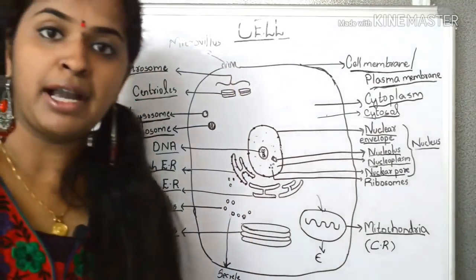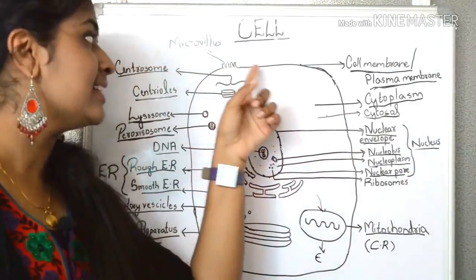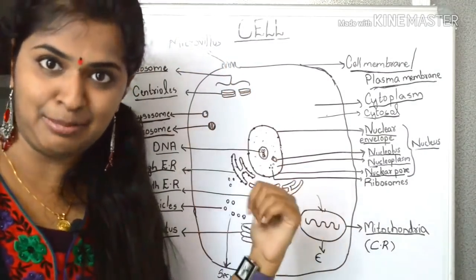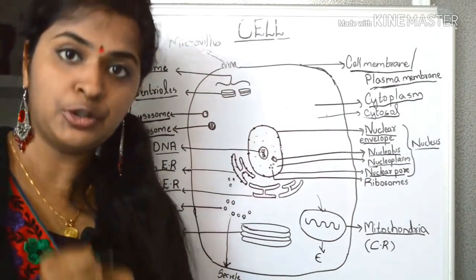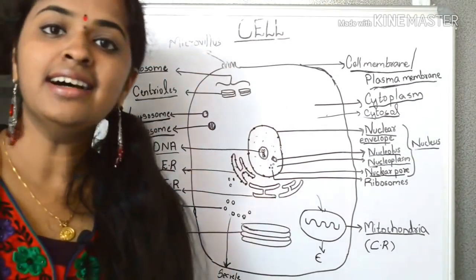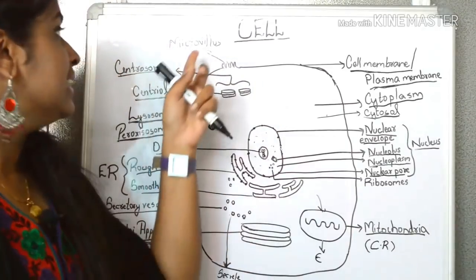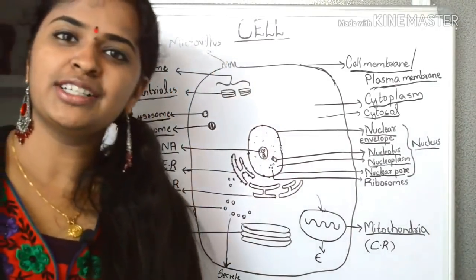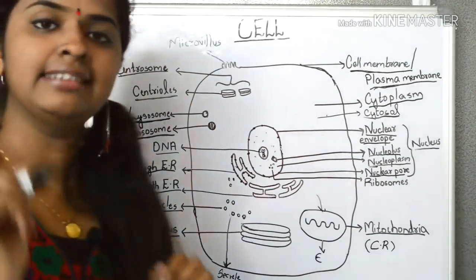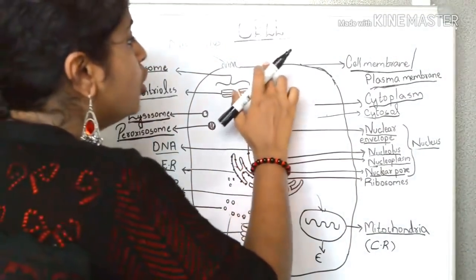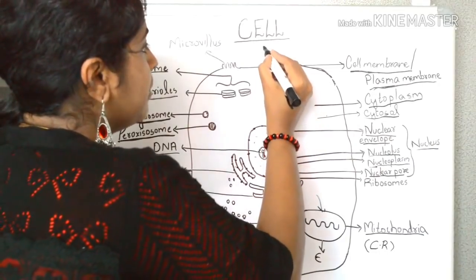The function of this microvillus is to increase the surface area of the cell membrane, and it will help in absorption of nutrients from outside the cell membrane. This microvillus will also increase the cell surface, as I told. Now another thread-like structure is also present on the cell membrane.